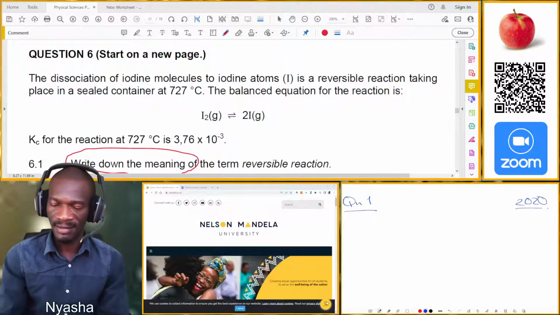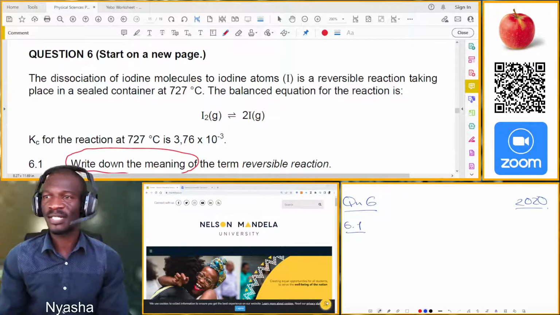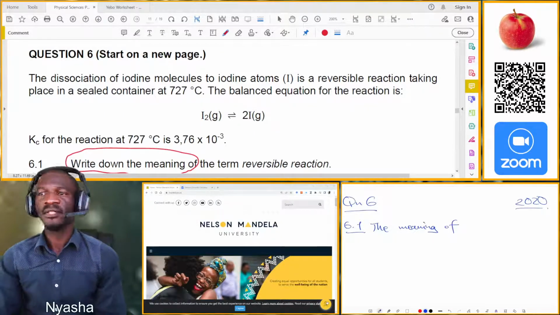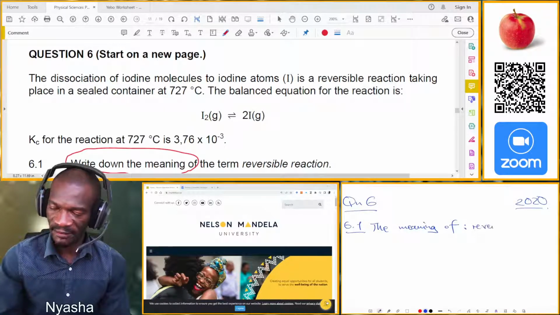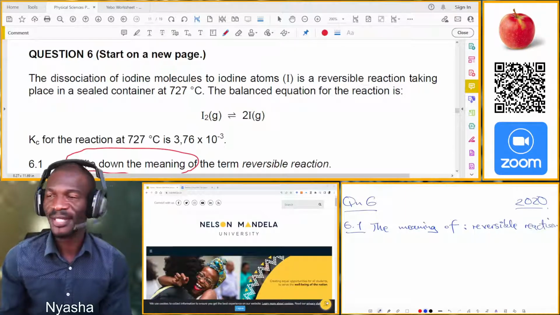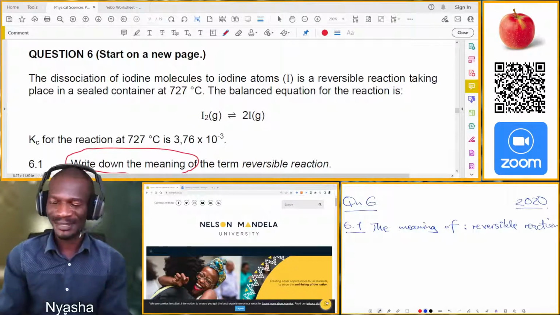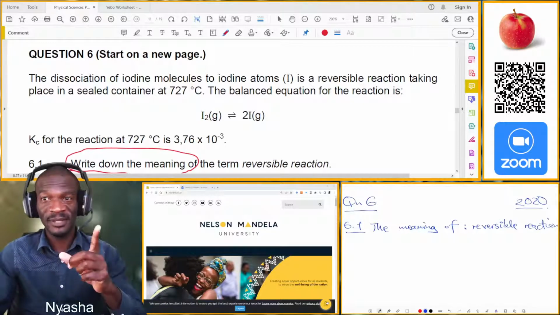Let me just scroll here and say this is now question 6 of the 2020 paper, and 6.1 is where we want to write down the meaning of the term reversible reaction. So what is the meaning of the term reversible reaction? When we say it is reversible, what does it mean? Let's hear from you. What does it mean when we say this is a reversible reaction?